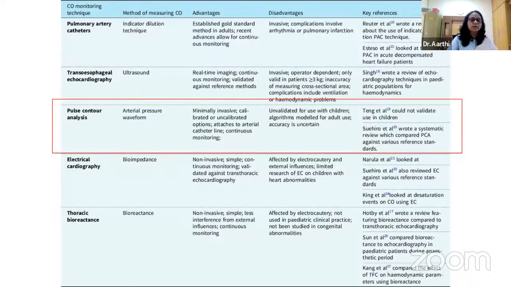So to summarize, the pulmonary artery catheters use what is called the indicator dilution technique. And with that, one can measure the cardiac output either continuously or in a single shot, depending upon what type of pulmonary artery catheter we are using. And pulse contour analysis, which I was talking about earlier, analyzes the arterial waveforms and is minimally invasive. There are both calibrated and uncalibrated techniques, and these can be used for continuous monitoring of the stroke volume. They also give us the stroke volume variation, which predicts the responsiveness to fluids.